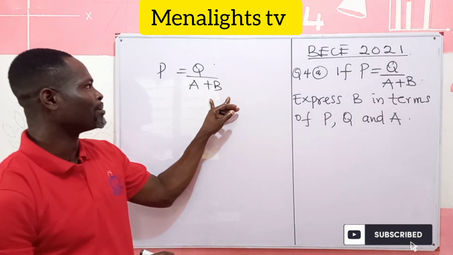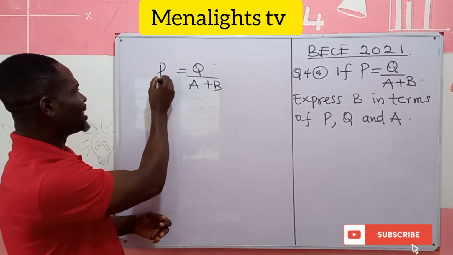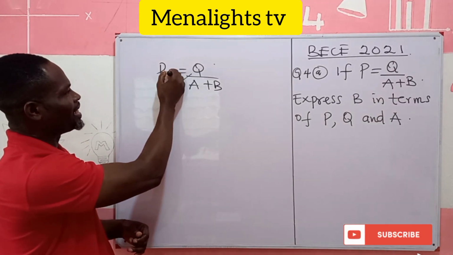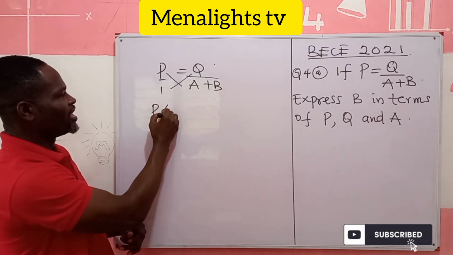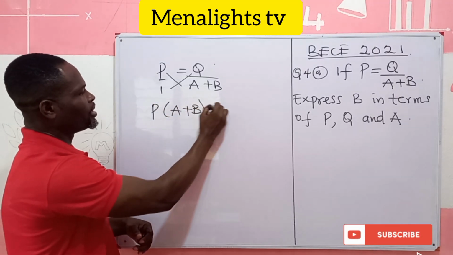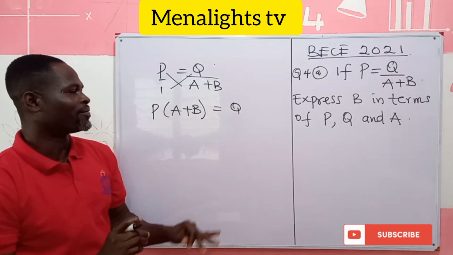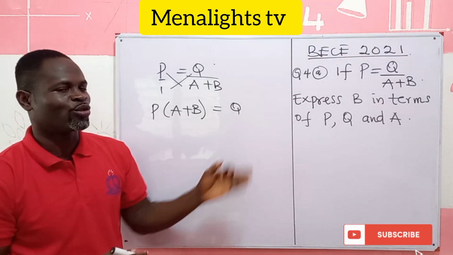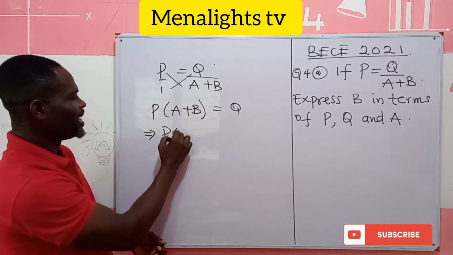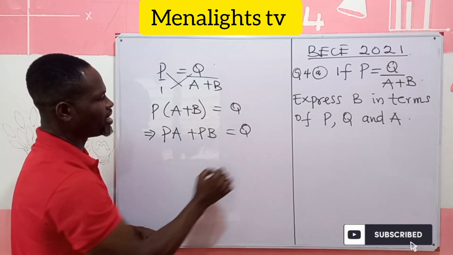For us to make B the subject, we have to know that this A plus B is a fraction, so this P is also P over 1. So what we can do is cross multiply. Then we have P times the bracket A plus B, which is equal to Q. Since we want to make B the subject, first we have to expand the bracket. In expanding the bracket, here we have PA plus PB, which is equal to Q.